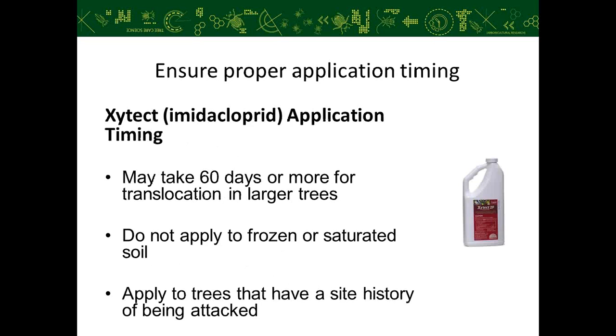Getting into the application timing, looking at imidacloprid, we know that it can take 30 to 60 days to get up into trees. Don't apply the product to frozen or saturated soils where it may run off site or may not absorb to the soil particles. And with imidacloprid, we know we have to apply it in advance of an attack. So we really want to be clear on the site history, know that the pest population has been in that area before we make a preventative treatment.